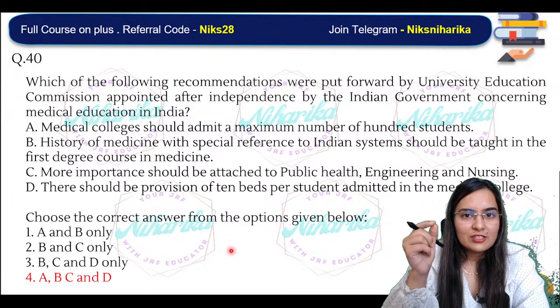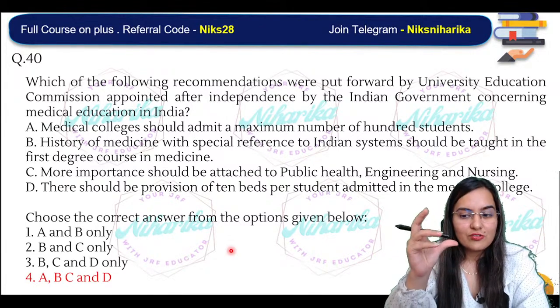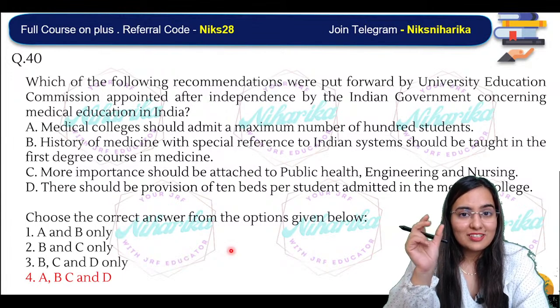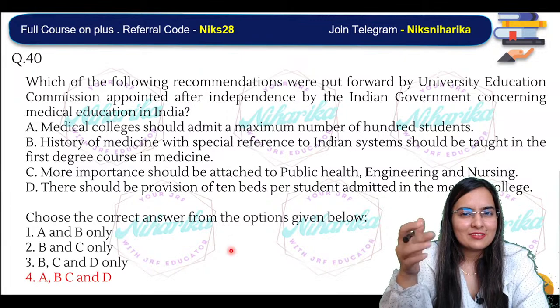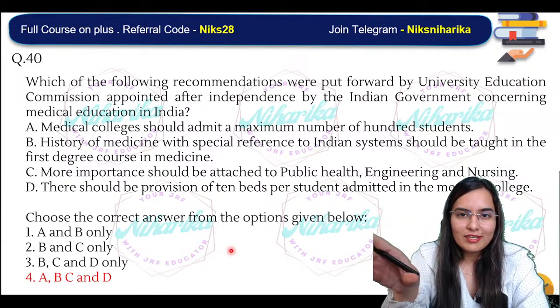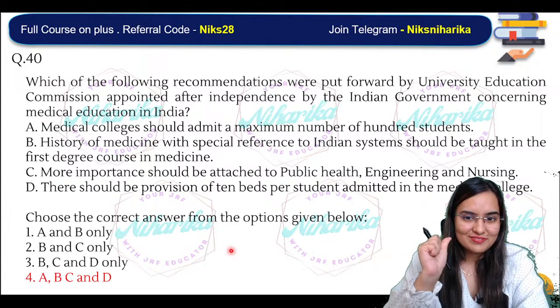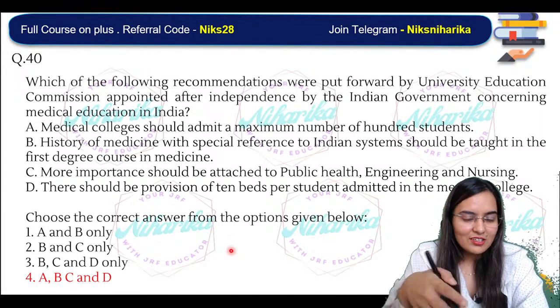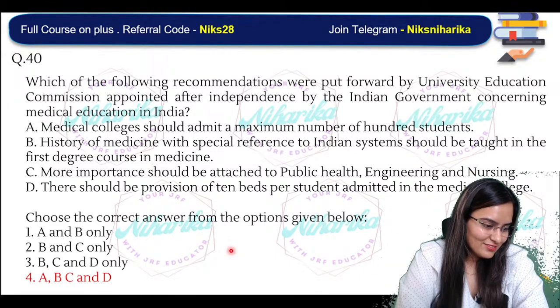See, only in the case of assertion and reason, you have to think that whenever you put limiting words like only or always, that is a very specific or restricting word. Otherwise, you do not have any proof to reject the data. Okay?